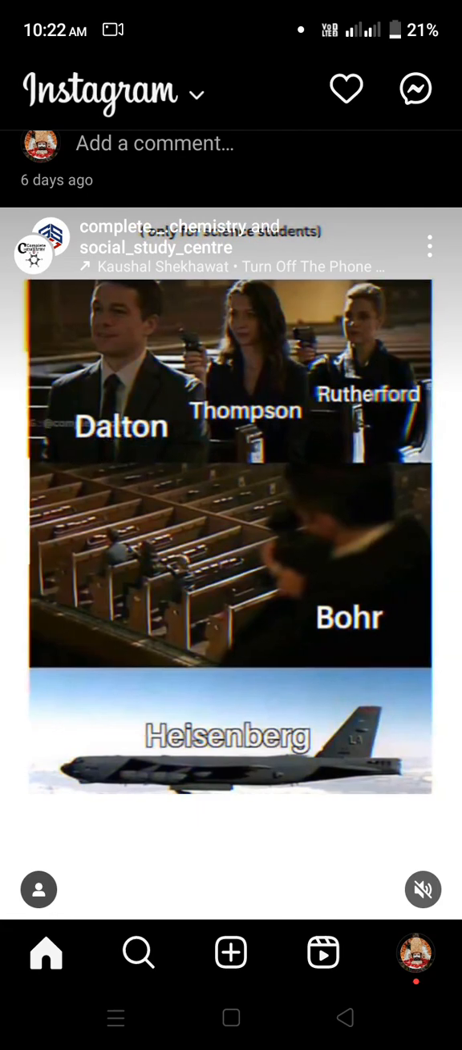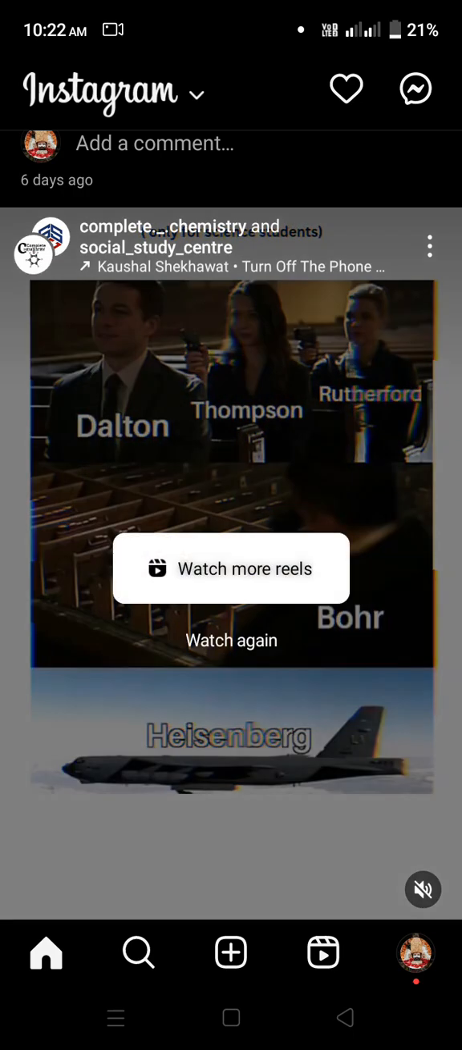What is Dalton? Dalton is a scientist named John Dalton. He gave the atomic theory. In this he told that... in which year did he give the theory? I think 1907, but I don't know. No, it's not right.